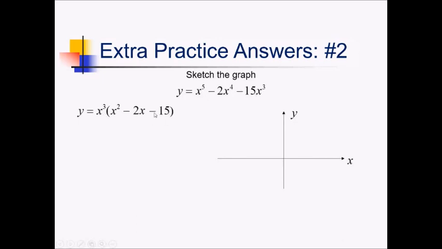I need factors of -15 that add up to -2. I believe +3 and -5 would do the job. There aren't too many other choices. So we can have x cubed in the beginning still. Don't want to lose that. X plus 3 and x minus 5. Zeroing out each factor, that's going to give us roots of 0, -3, and +5.